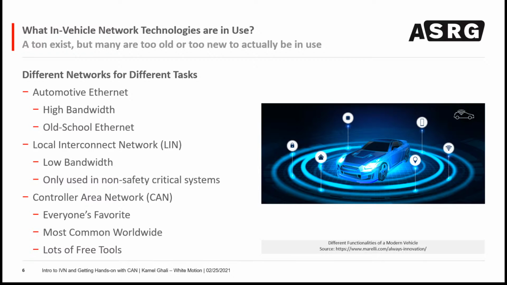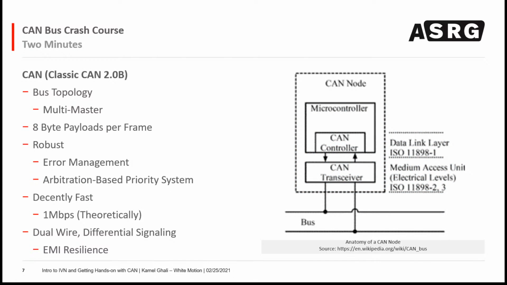And then finally is CAN, kind of the star of the show, everyone's favorite in-vehicle network. It is the most common in-vehicle network in use today, and it is very easily accessible. There are a lot of free tools for learning CAN bus and even just for operating on an actual CAN bus in the industry. If you actually need to operate with a CAN bus, there are a lot of free software and very inexpensive hardware modules available that will let you get involved with an in-vehicle network. And so the next step in this presentation is going to be a quick crash course on CAN.